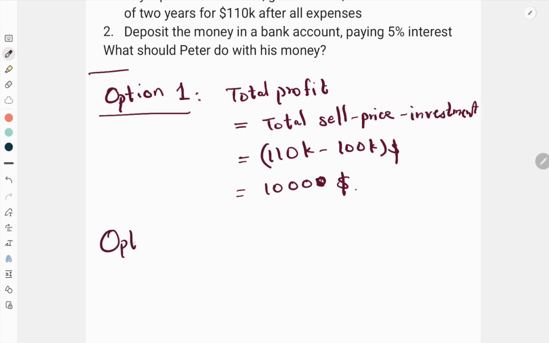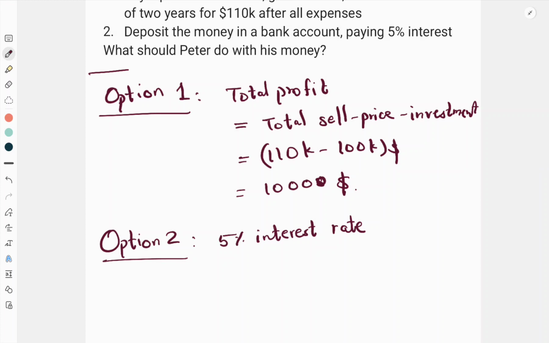Let's talk about option 2. So this is not so straightforward because we need to calculate it. We cannot just do a simple subtraction here. So we are given that 5% interest rate. That means if I deposit $100 in the bank, and assuming that the interest is paid annually, that means every year, then I'm going to earn $105. I'm going to get a total of $105. That is my principal plus interest at the end of 1 year.